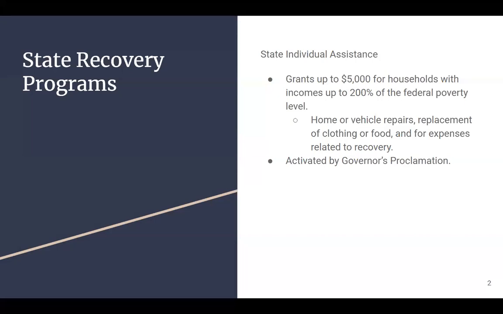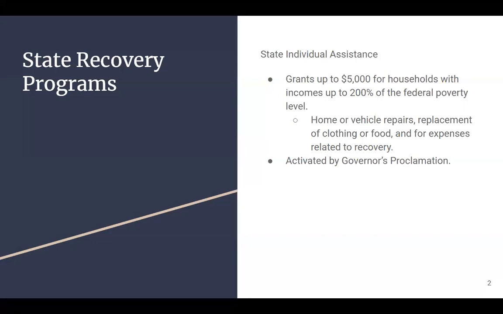So the first topic to cover is various state recovery programs. The first of those is the State Individual Assistance Program. This is a grant program that is authorized when an emergency management coordinator requests a proclamation for the Iowa Individual Assistance Grant Program through Iowa Homeland Security and Emergency Management within a governor's proclamation.